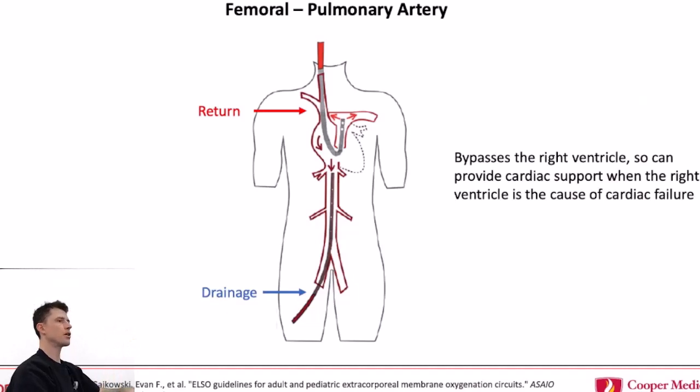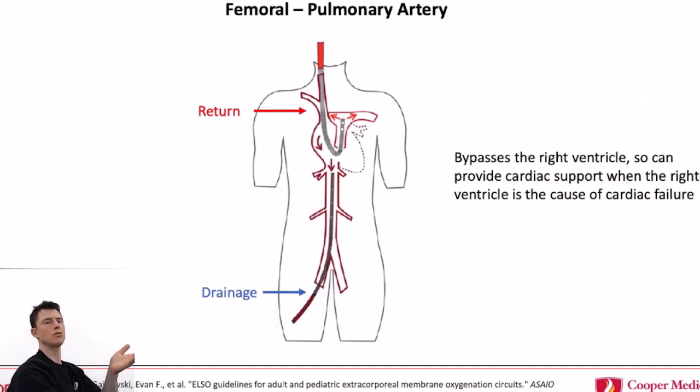The return cannula goes from the right IJ through the right atrium, right ventricle, and into the pulmonary artery circulation. So think of it like your PA catheter. It's essentially a cannula that's in the same location as your PA catheter, and then the blood goes into the pulmonary artery. So why might you think about that? If the right ventricle doesn't pump, this bypasses that.